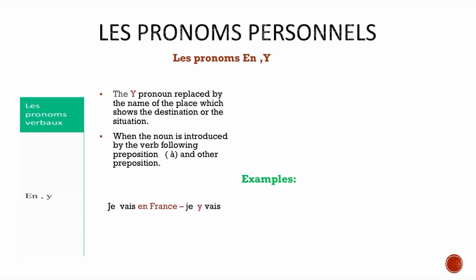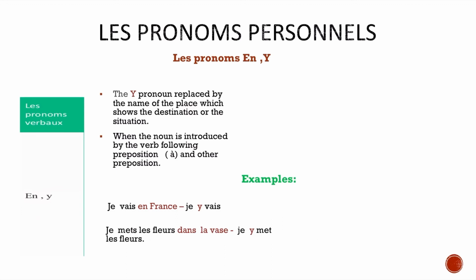Let's see the second example. Je mets les fleurs dans le vase. That means I put the flowers in the vase. Le vase here shows the situation, and before it we have dans. It's a preposition. That's why we should put the pronoun y. So the sentence will be j'y mets les fleurs.